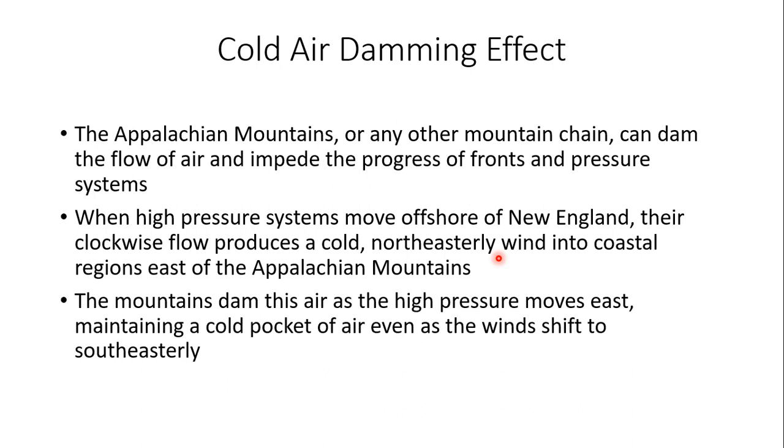For the Appalachian case over the eastern U.S., where you see cold air damming quite frequently during the cold season, when high pressure systems move offshore of New England, their clockwise flow around these highs produces a cold northeasterly wind into coastal regions east of the Appalachian Mountains. Now, what the mountains do, since the air is so cold and dense, it wants to be right close to the surface. So as the colder, denser air moves towards the east side of the Appalachian Mountains, it remains trapped in the low levels of the atmosphere.